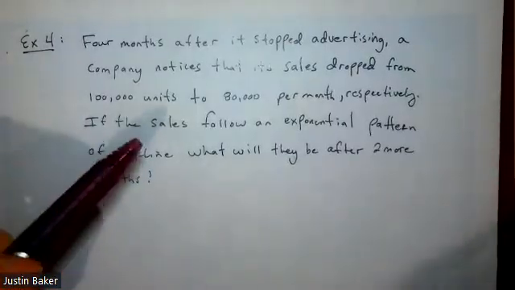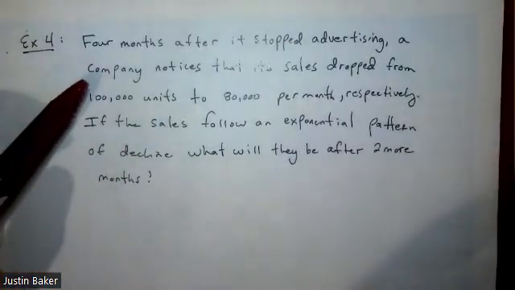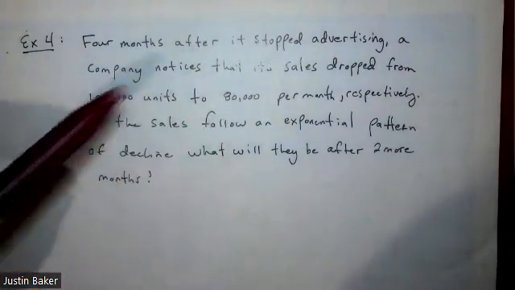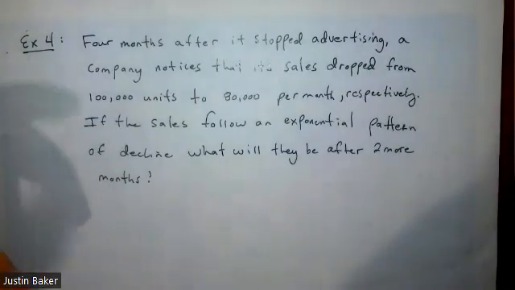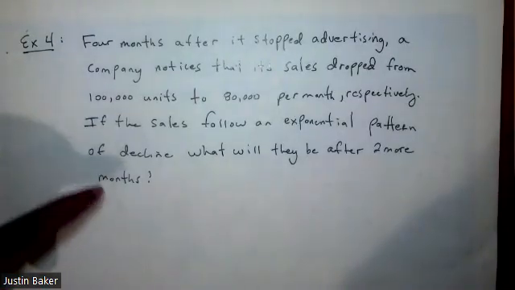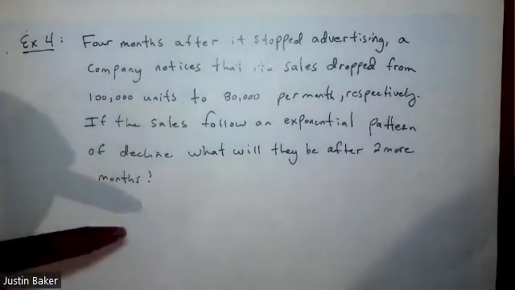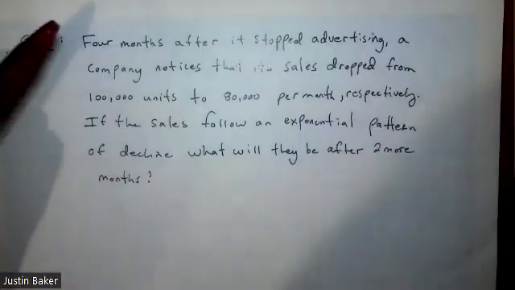For 4 months after it stopped advertising, a company notices that its sales dropped from 100,000 to 80,000 per month, respectively. If the sales follow an exponential pattern of decline, what will they be? In other words, what will the sales be after 2 more months?